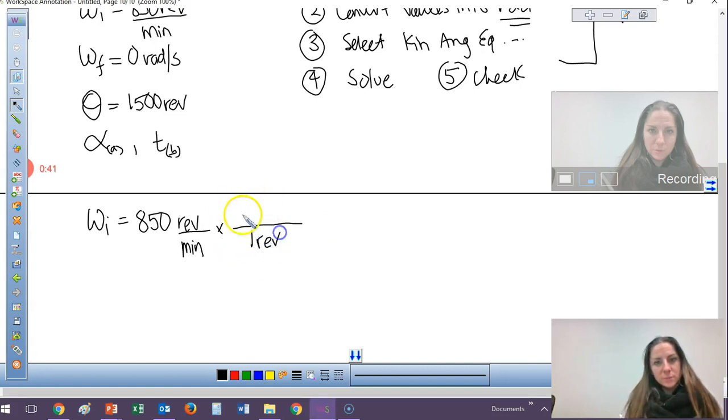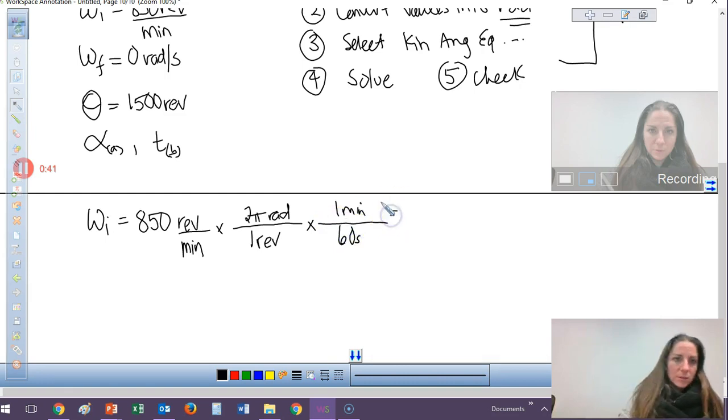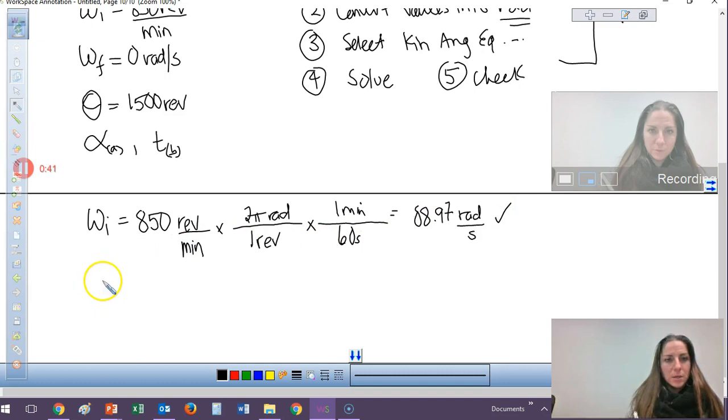So in 1 revolution, there are 2 pi radians. And then I had to take these minutes into seconds. So 850 times 2 pi divided by 60 gives me 88.97 radians per second. So we're now in the right units. This 1500 revolutions needs to be in radians, so times 2 pi radians in 1 revolution.